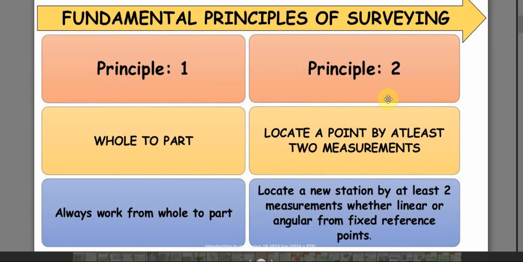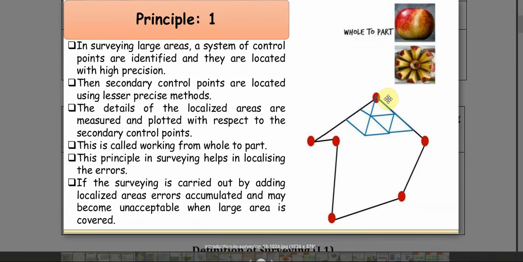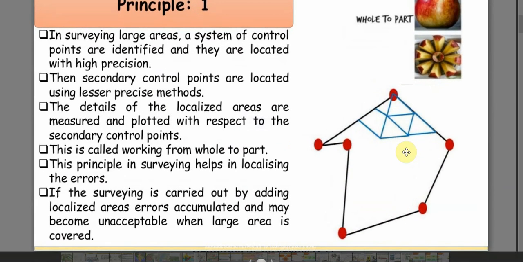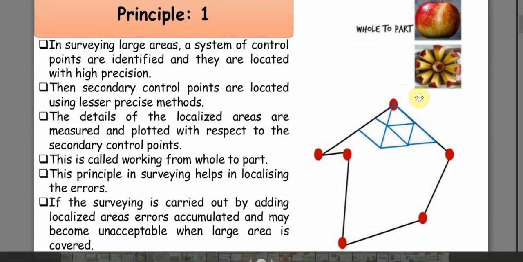The first one is working from whole to part. One good example is, let's say you want to draw a map of India. First you will draw the outline of India, the outer boundary of India, and then you will draw the states, the boundaries of the states. If there is any error in drawing the boundaries of the states, it won't affect the outer boundary because the outer boundary is already drawn.